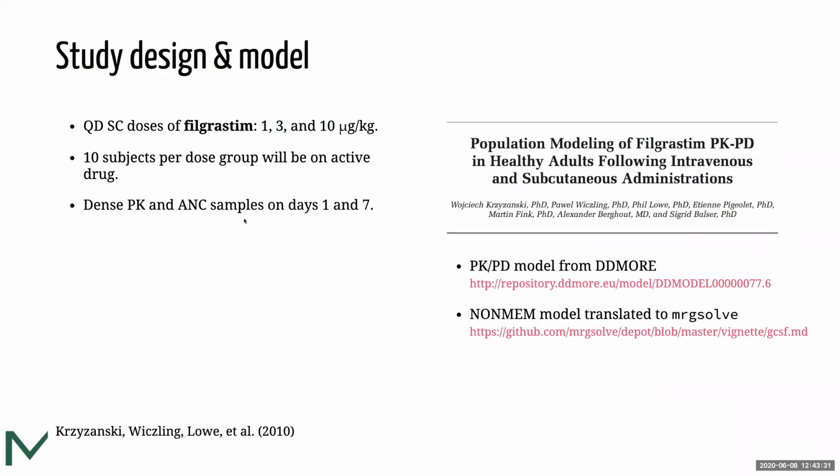And I'm assuming that we have very dense sampling for our PK and PD responses, because I just wanted to focus on the dose levels. It is possible to simultaneously optimize for sampling times and for doses, but I'm just going to assume that we have more samples than we need for these responses.